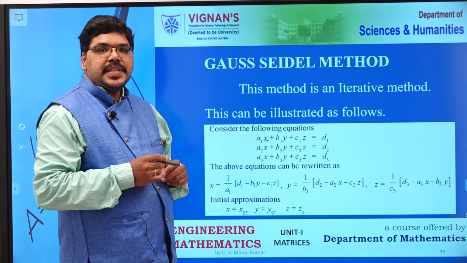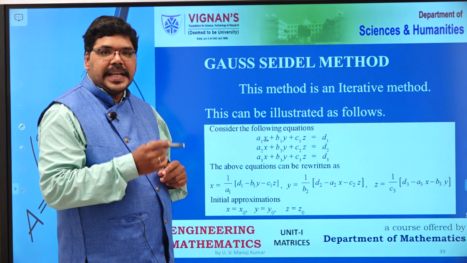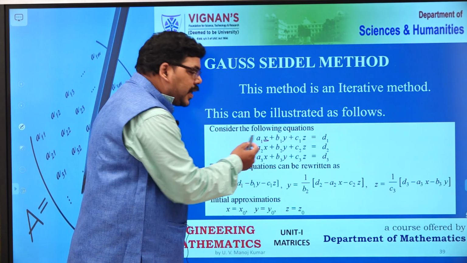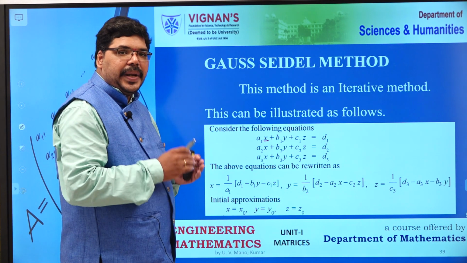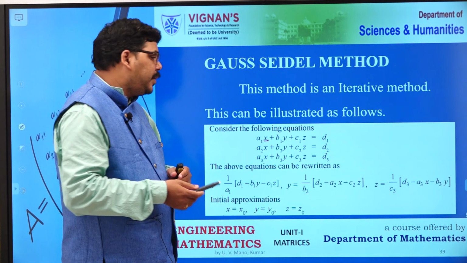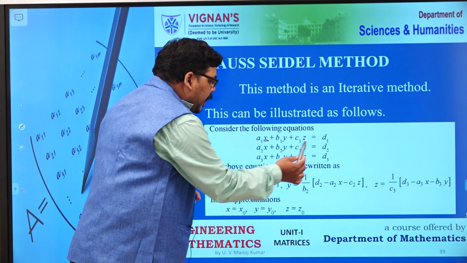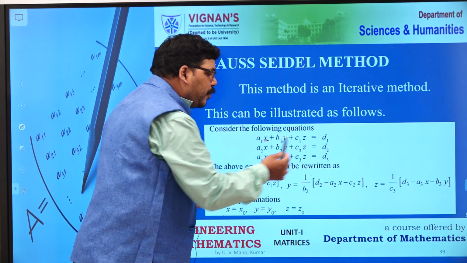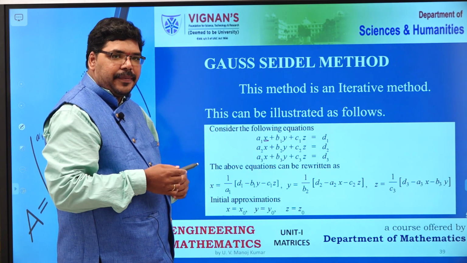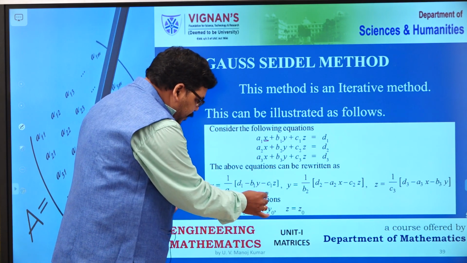So from the first equation, if you write the expression for x, what will we get? We have to keep x here and bring all the other terms to the right hand side. When you do that, we will get x equals d1 minus b1y minus c1z divided by a1, like this.